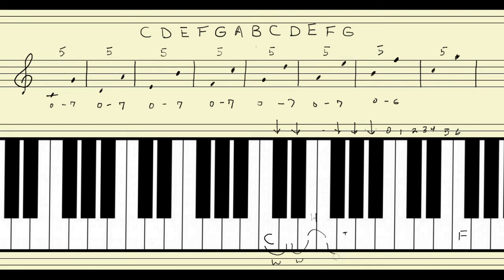If we look at the distance from D to A, or the interval from D to A, let's do that. Here's D, here's A. D to A is also 3 whole steps and a half step. Whole step, whole step, whole step, and then the half step between E and F. If we look at E to B, we'll see the same thing. So E to B, we have whole step, whole step, whole step, and then a half step right here, E to B.